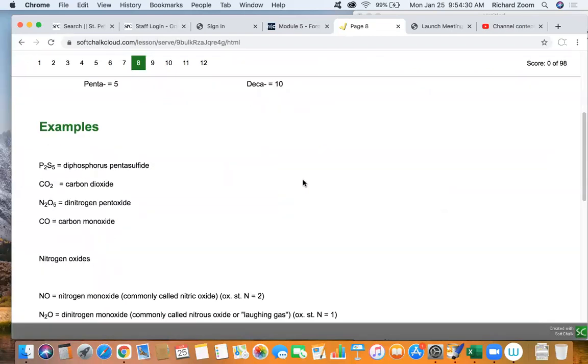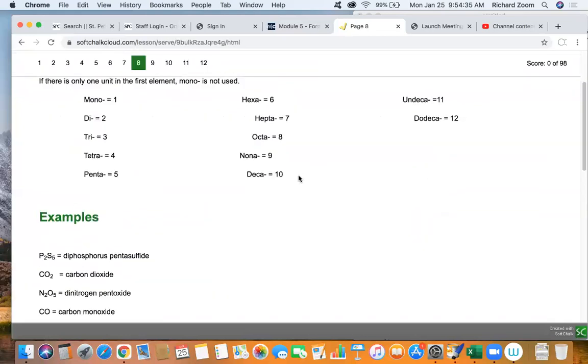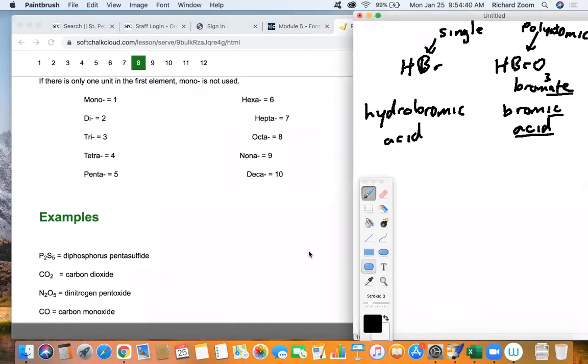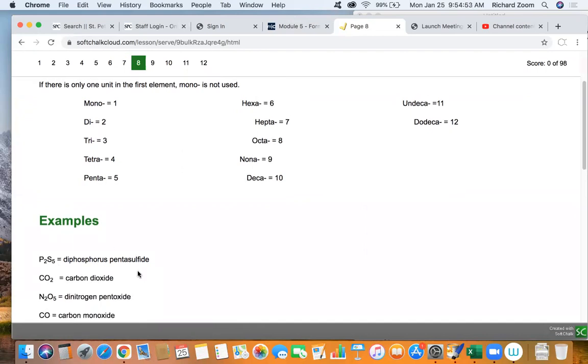we need to find a way to name these that allows us to say how many of each there happen to be. So I made a big deal of this earlier, how the positives and the negatives had to even out. Well, here there are no positives and negatives. So we have to rely on how many there are in order to come up with the correct name. So P2S5 would be diphosphorus pentasulfide. And these are the prefixes that we use, and you're actually provided with these. You don't have to remember them.